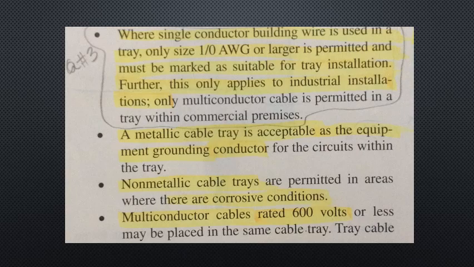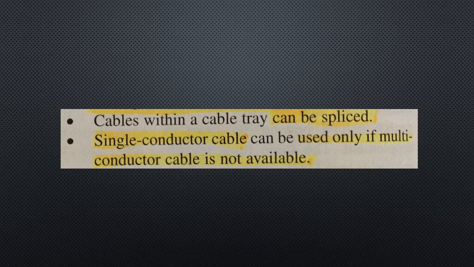Tray cable rated over 600 volts can be placed in the same tray with cables rated under 600 volts if a non-combustible barrier is installed to separate the high and low voltage cables. Cables within a cable tray can be spliced. Single conductor cable can be used only if multi-conductor cable is not available.